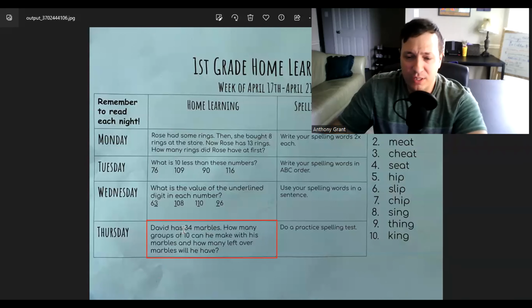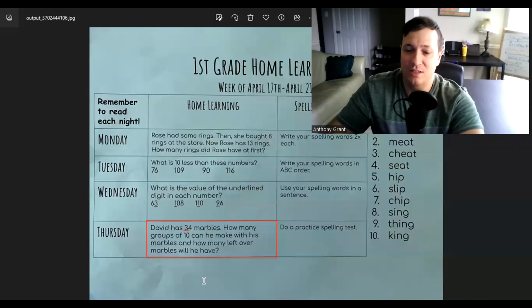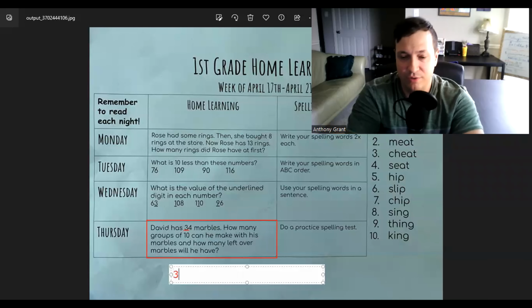So what we need to do is break this up into groups of 10. So if the 3 is in the tens place, how many tens are there? That's right. Yes, there are 3 tens. So we can say 3 tens. And then how many are left over? Well, if there's 3 tens, then how many ones are there? There are 4 ones. So we can say there's 4 ones, or you can say there are 4 left over.